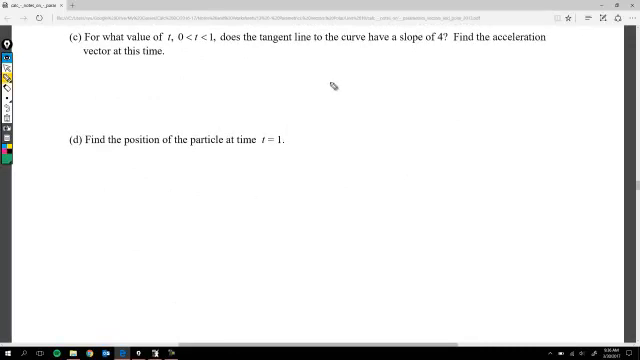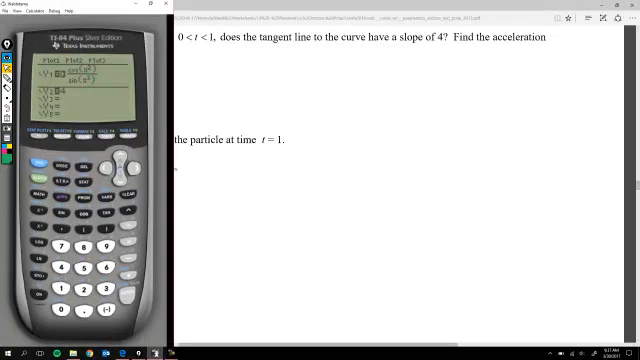Then they ask us when our tangent line has a slope of 4. There's a couple things here. For my slope to be 4, I want dy/dx to be 4, so I need dy/dt over dx/dt to equal 4. I'm going to have to find my intersection point, essentially. So I go to my calculator, and I typed in my dy/dx right here, cosine of x squared over sine of x cubed. I can find this intersection point, and that would give me my time.